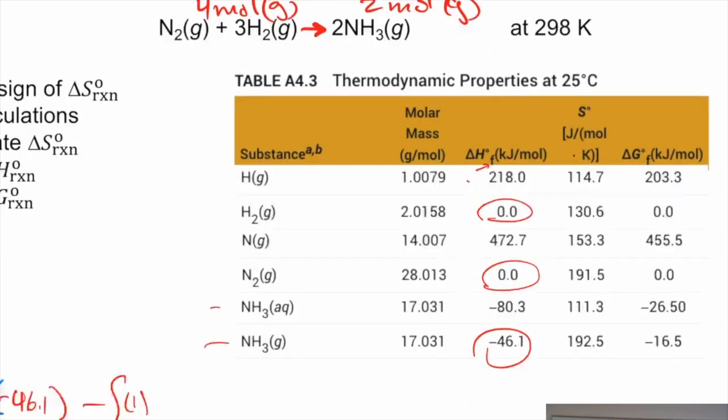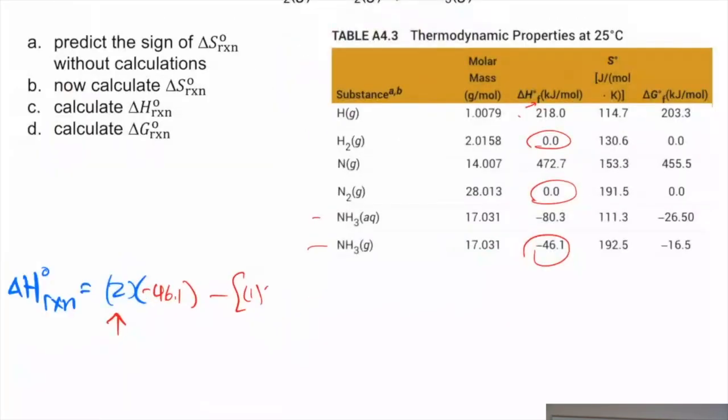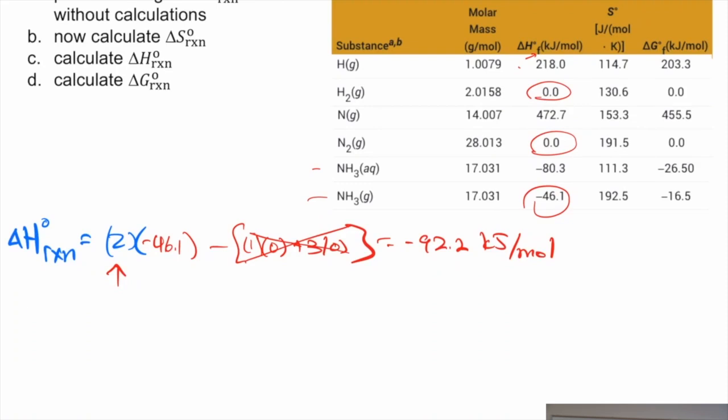So that actually makes this calculation quite easy, because this is times 0 plus 3 times 0. But this whole thing just cancels out. So we have basically negative 92.2. That's kilojoules per mole. Okay, so now we have delta H. If we did delta S, I'll just do it for you real quick, okay?